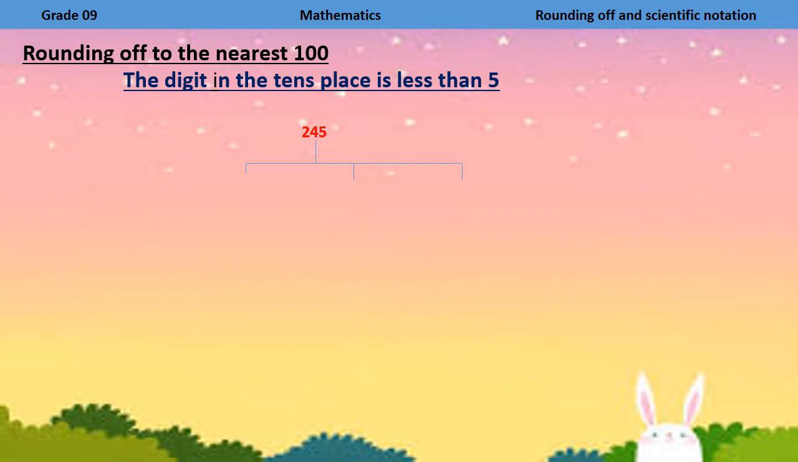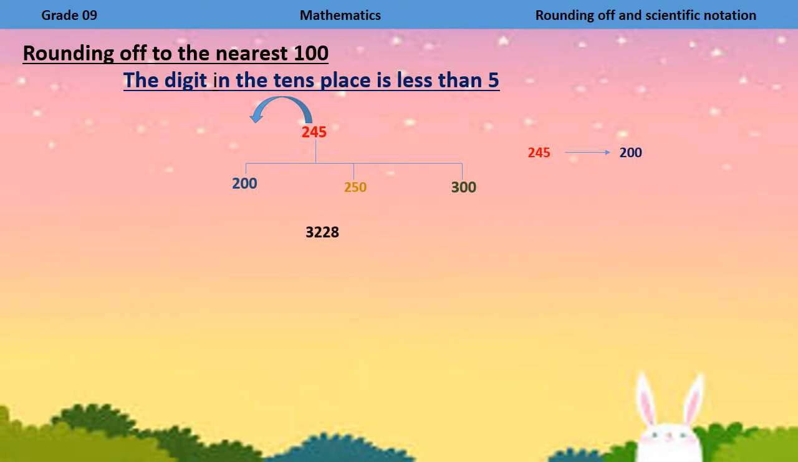So 245 is in between 200 and 300. The mid value is 250. So you can see 245 is closer to 200. Then when we round off 245 to the nearest 100, the answer is 200.